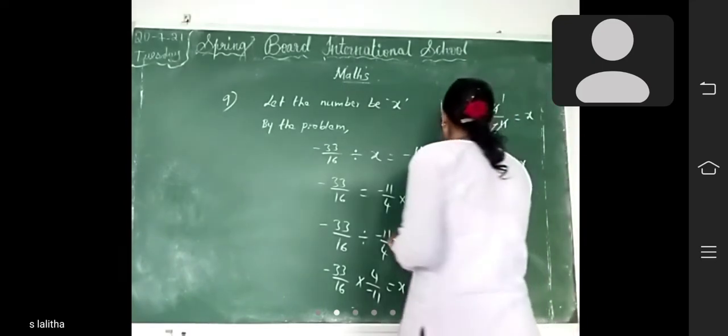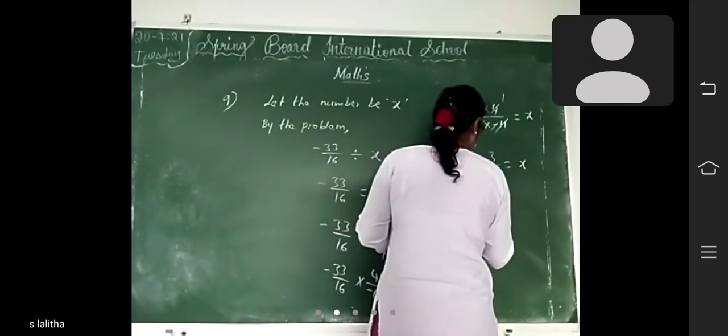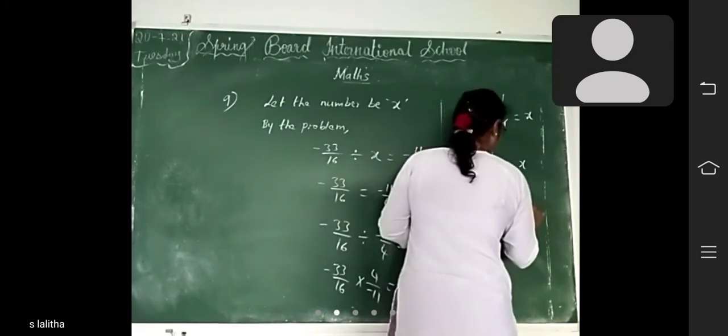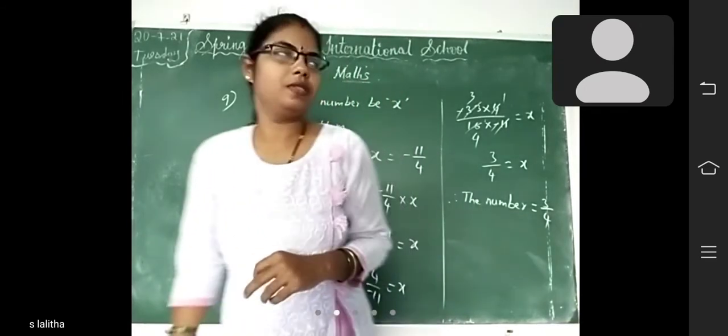So therefore, what is that number? The number equal to 3 by 4. Okay, ma'am? Right.